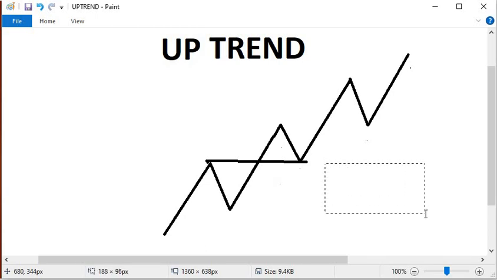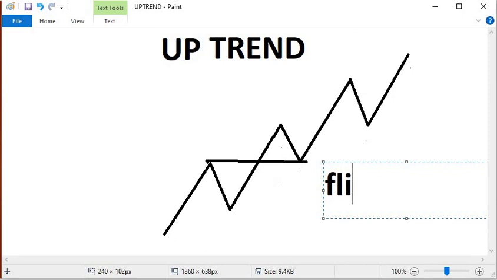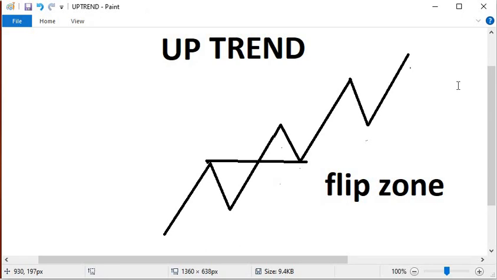It is also called a flip zone. Why do we call it flip zone? Because it is actually a flip. If you can see, this was a resistance, but the market broke this point, and now it is serving as a support. You can see it again.